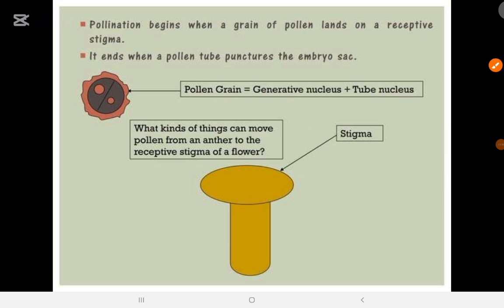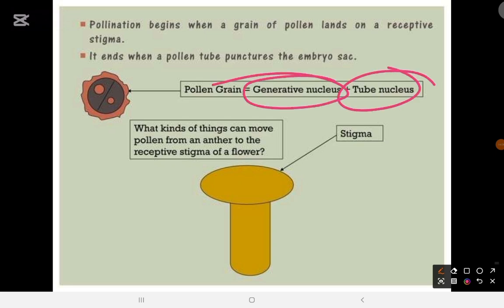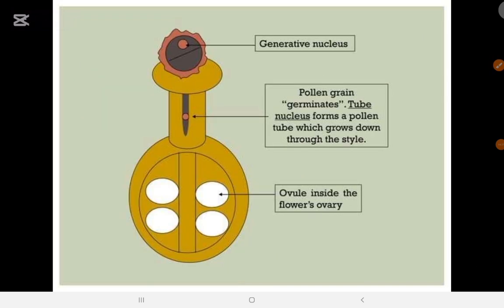The pollen grain contains two types of nuclei, which are the generative nucleus and the tube nucleus. Now, what kinds of things can move pollen from the anther to a receptive stigma? Number one is the wind, which is abiotic. Number two is water, which is also abiotic. I also have the biotic component, which are insects or even humans, right? And birds too.